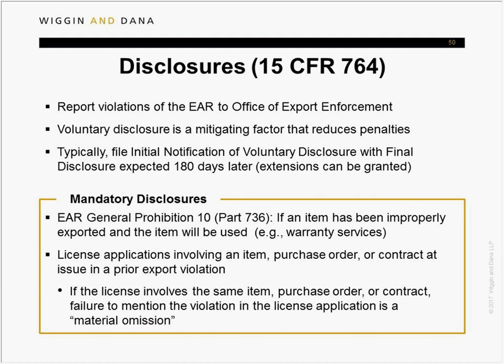When you do disclose, you usually file a brief letter that describes at a very high level that you're aware of a problem. That's an initial notification. And then 180 days later, the Department of Commerce expects to see a fully developed report describing all the circumstances and what you did to fix the problem. That's called a final disclosure. If you can't get it done in 180 days, for example, if it involves a really complicated information technology system with hundreds of users in dozens of countries and thousands of files, then you can apply for an extension of time and describe what you've done and why you need an extension.